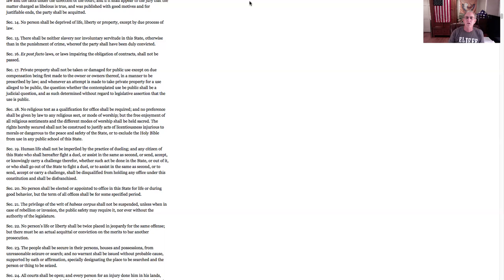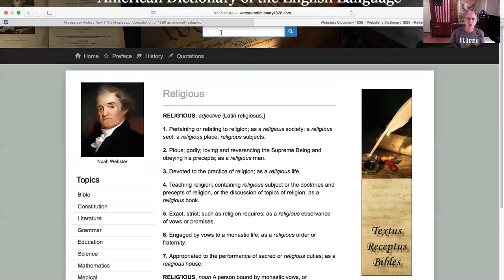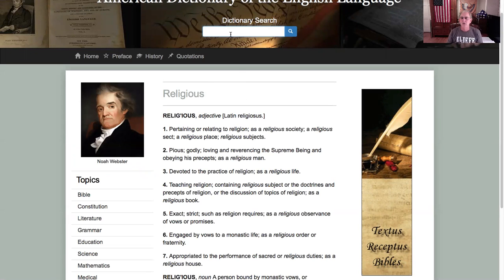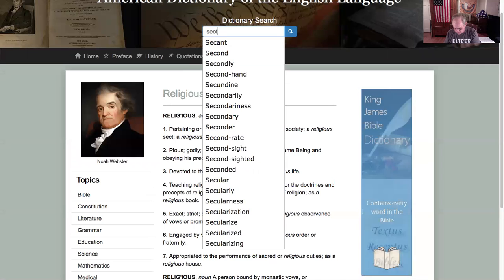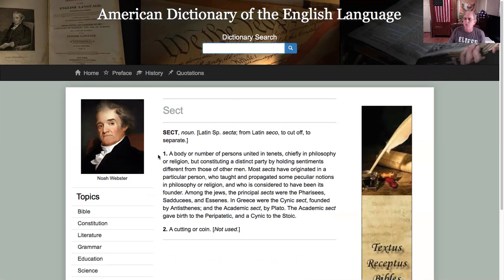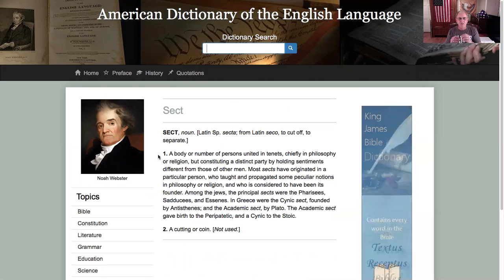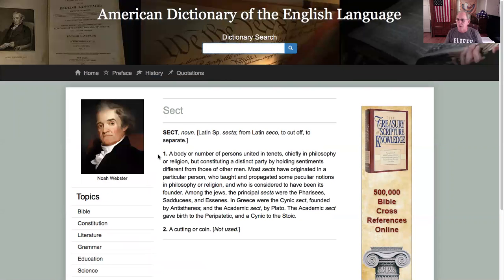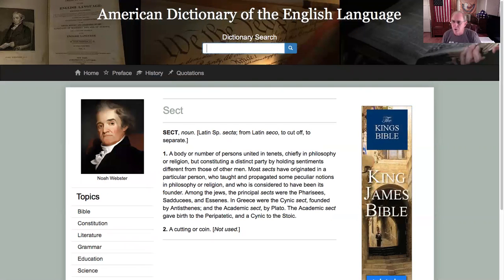So let's look at the word sect, because we've already seen the definition of religious is pertaining or relating to religion or the duty we owe our Creator. Sect is a body or number of persons united by tenets, chiefly in philosophy or religion, but constituting a distinct party by holding sentiments different from those of other men. Okay, so a sect is a body of people that have tenets or bylaws or certain philosophy or religion. Okay, so it's a unique group of people that have a common purpose, but it's usually in the area of philosophy or religion.